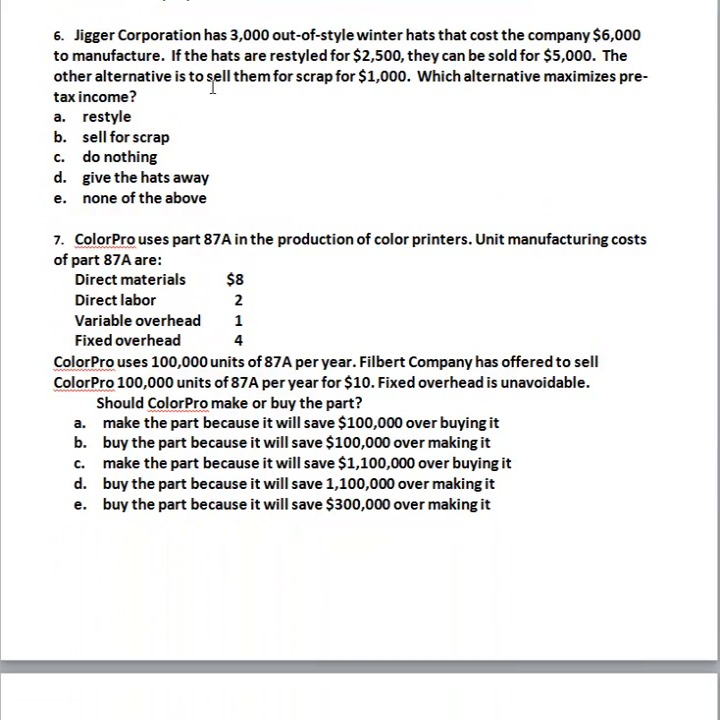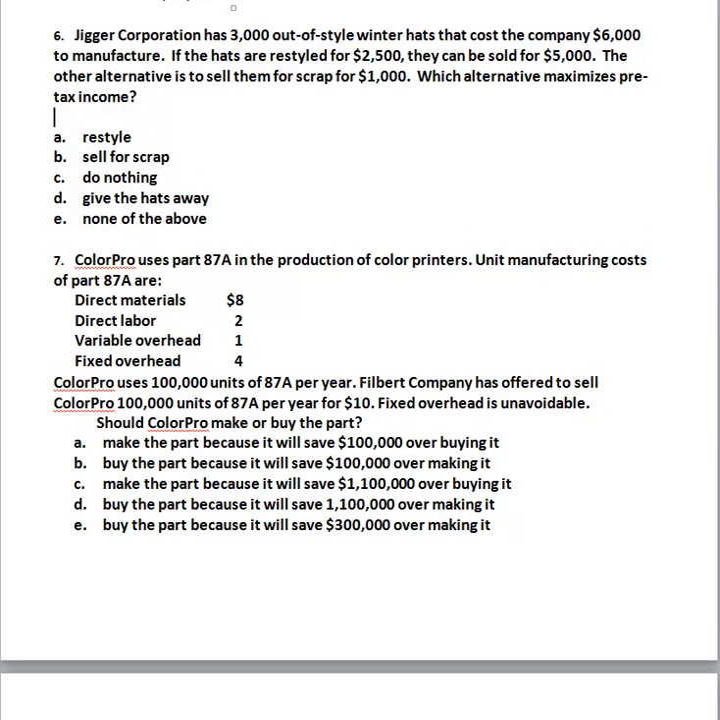6 is asking whether we should sell as is or if we should process it further. It says we have 3,000 out-of-style winter hats that cost the company $6,000 to manufacture. If the hats are restyled for $2,500, they can be sold for $5,000. The other alternative is to sell them for scrap for $1,000. So which alternative maximizes the pre-tax income? So basically, we've reached this what we call split off point. Up to this point, we've incurred $6,000 of cost, which we don't care about because regardless of whether we restyle them or sell them for scrap, we've already paid the $6,000. So it's a sunk cost. We want to ignore it.